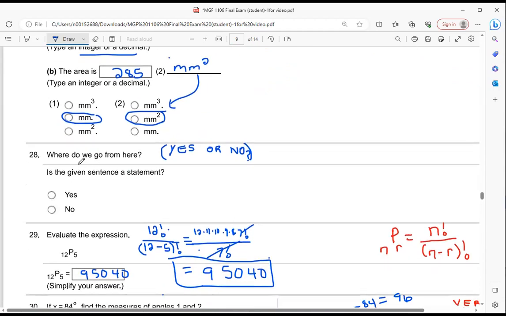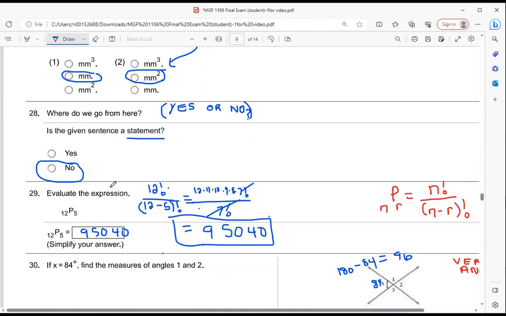For 28, the statement is, where do we go from here? We want to know if this is a statement. For this to be a statement, remember, it could either be true or false. There couldn't be any ambiguity. Because this is not a yes or no question or a true or false question, we would say, no, this is not a statement.